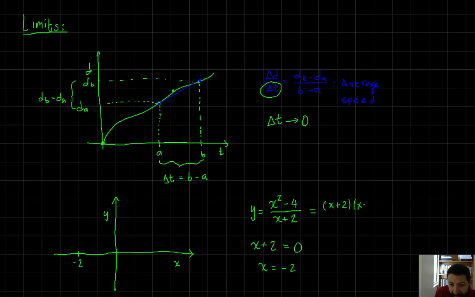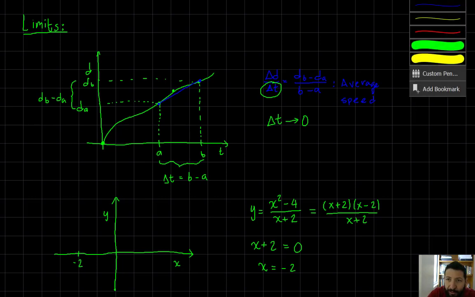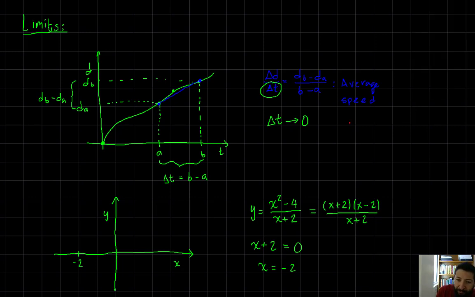But that shouldn't be too much of a surprise because if you factor this here, you get that this is x plus 2 times x minus 2 divided by x plus 2. And you say, well, I have an x plus 2 in the numerator and x plus 2 in the denominator. Let's go ahead and cancel. And that's what we've done in the past.